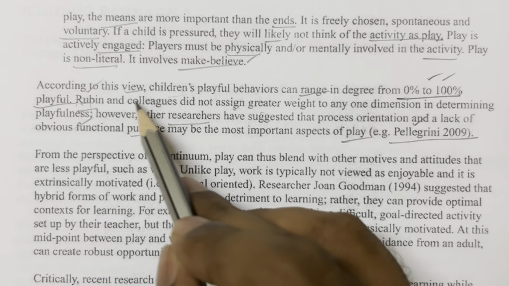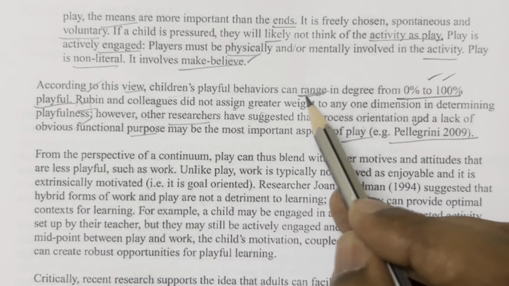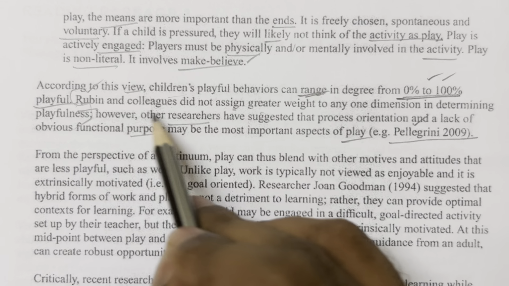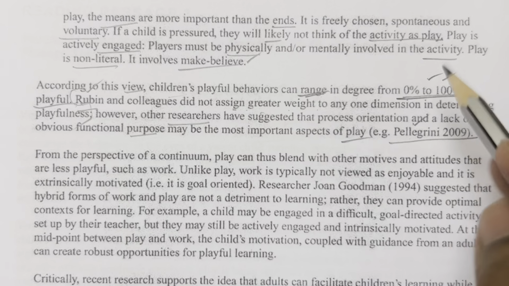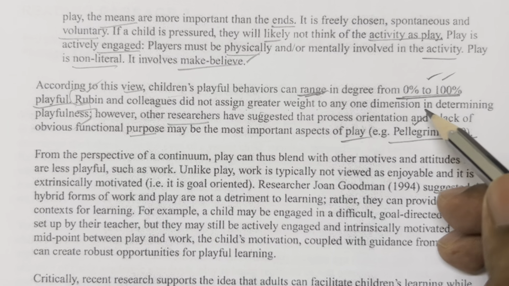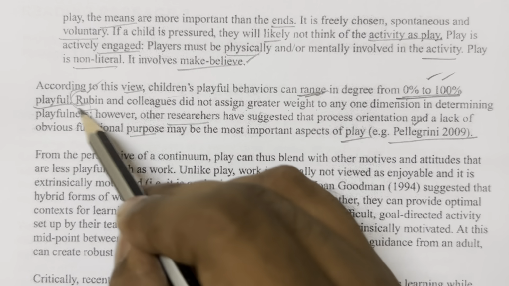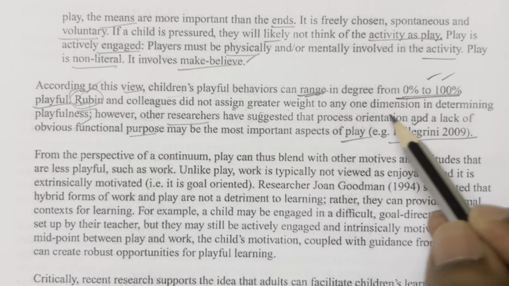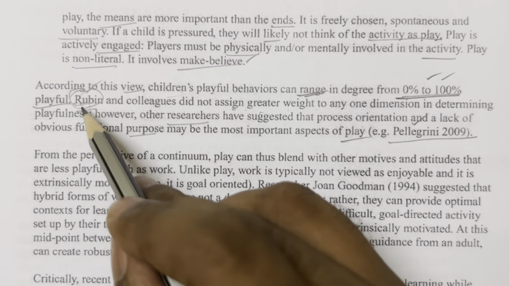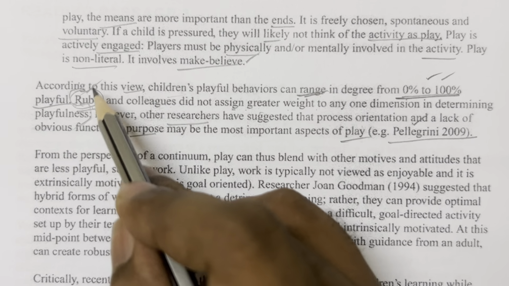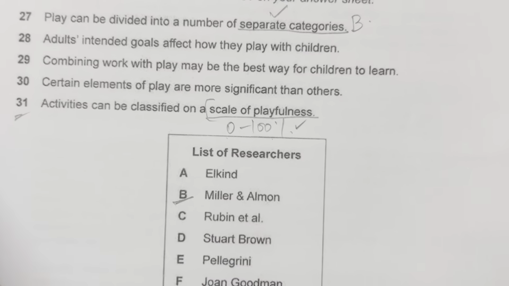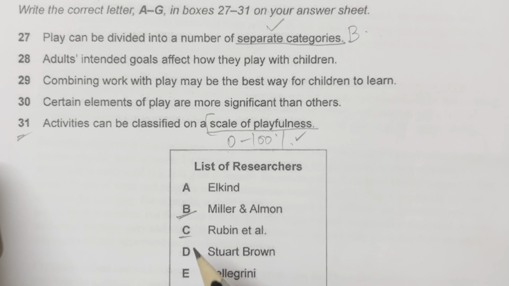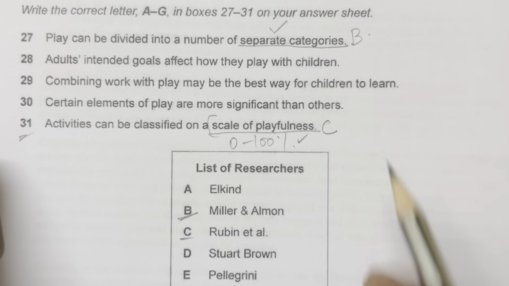See, according to this view, children's playful behaviors can range from 0% to 100%. So Rubin and his colleagues did not assign a greater weight to any one dimension. Okay, so this is said by Rubin, and he did not consider greater weight to any one dimension. He gave equal importance to all. So Rubin said this. So where is this guy? Where is our Rubin? He is here. C. So 31 should be C clearly.